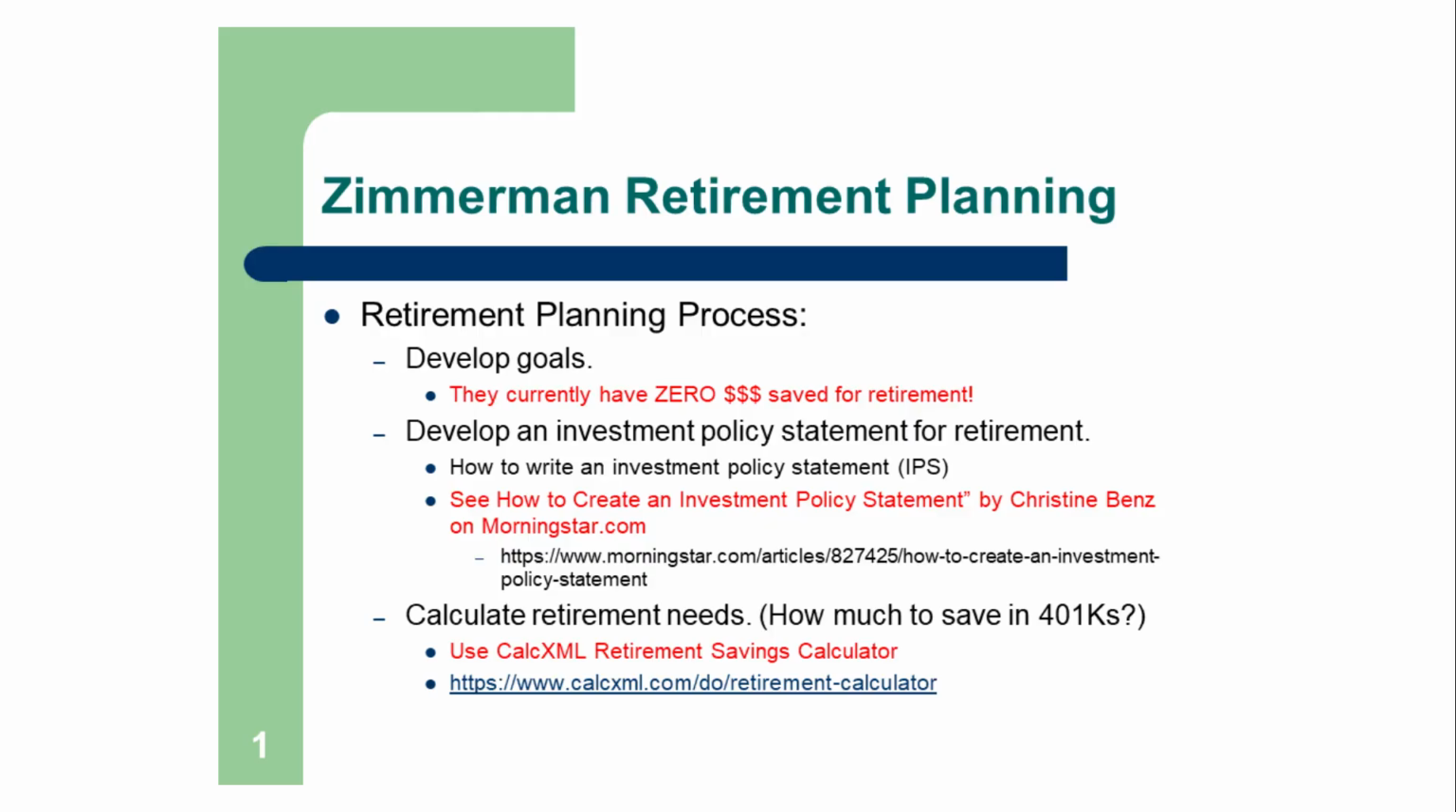The retirement planning process begins with setting clear goals. In this case, the Zimmermans have no retirement savings whatsoever. You will need to determine how much they should be saving, how best to invest it, and whether that amount is even realistic given their current budget. You can use the Calc XML retirement savings calculator as well as the Morningstar article on investment policy statements included in the links shown here as some starting points for your analysis. Again, be sure to download the slide deck from the announcements. That will make it easier to access these links.